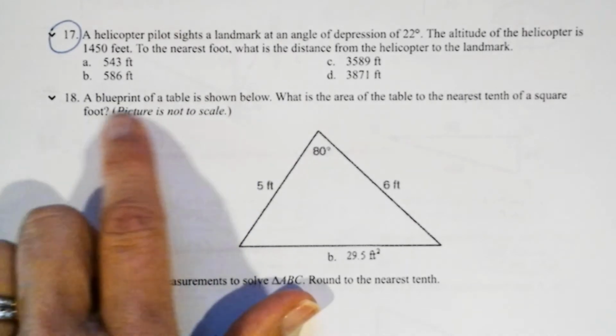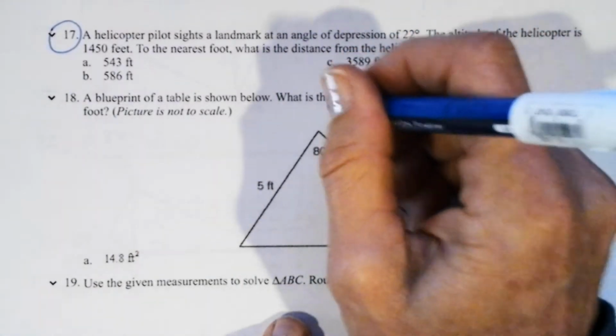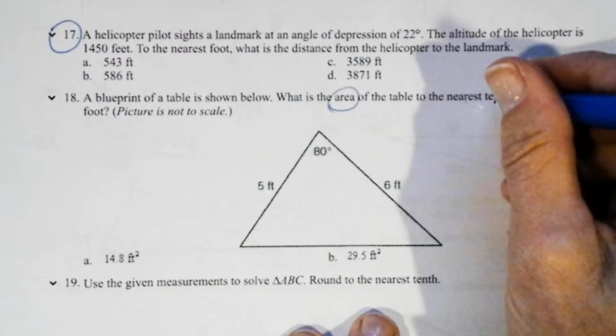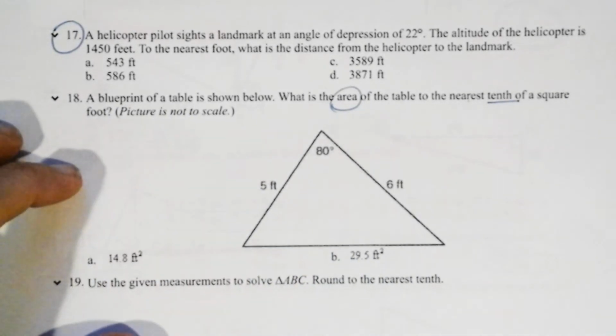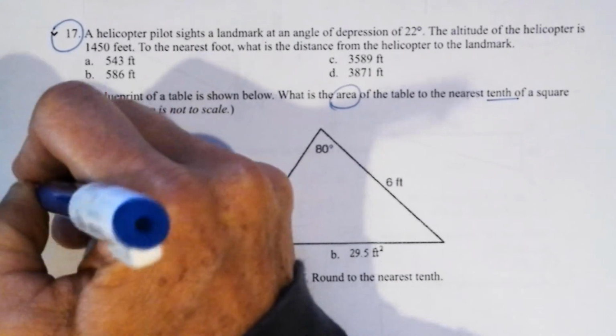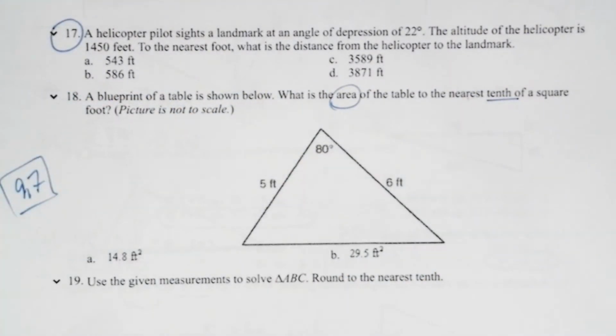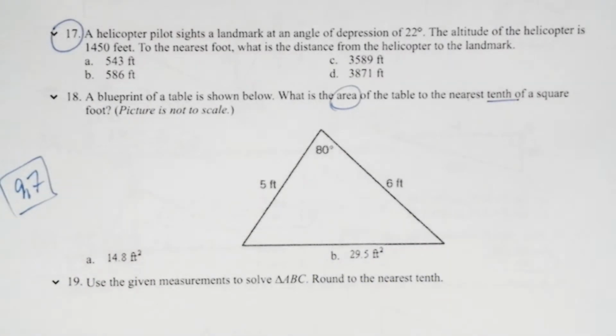Okay, number 18, a blueprint of a table is shown below. What is the area of the table to the nearest tenth in square feet? So now we don't have a right triangle. We're in section 9.7. And the area formula, picture not to scale, I don't know by heart. Okay? And so if I don't know it by heart, I'm going to grab my notes.